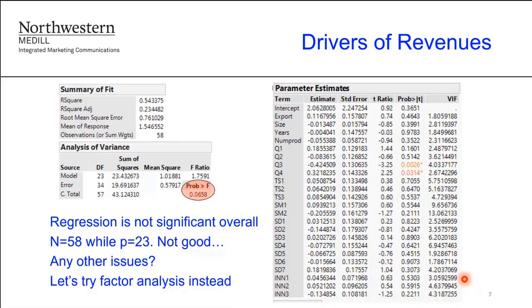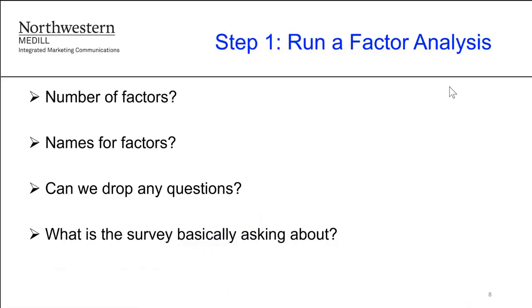So the next thing we consider is that we have too many variables here, right? Too many variables, and these are all question items from the survey. So we may want to consider factor analysis for these variables, for these questions. Okay, so from the previous regression, we found some issues, so we decided to run a factor analysis, okay?